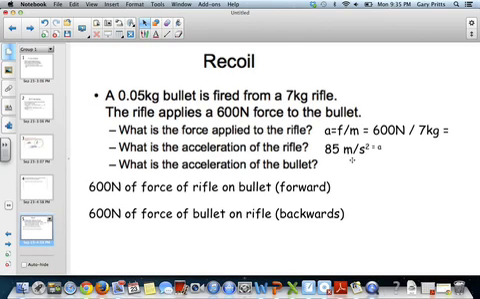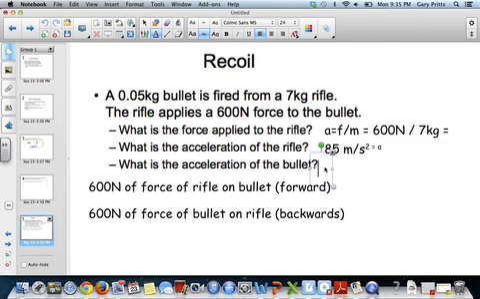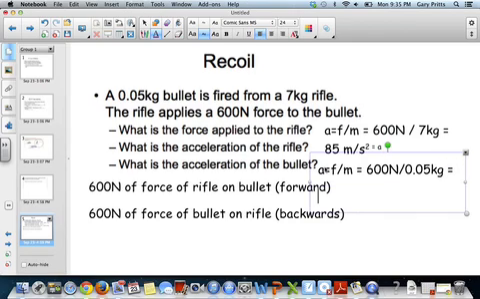All right, hopefully you paused it, and hopefully you figured out the acceleration of the bullet, because here goes the official solution. Start off the same way. Acceleration equals force divided by mass. So we have that same 600 newtons, only this time it's divided by a much smaller mass of the bullet. And if we divide 600 divided by 0.05, that equals 12,000 meters per second squared. All right, that is a lot of acceleration.